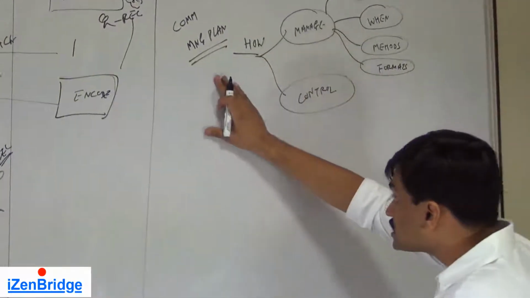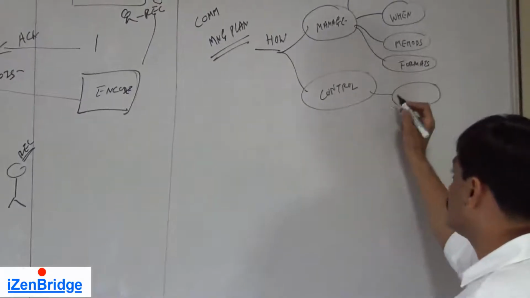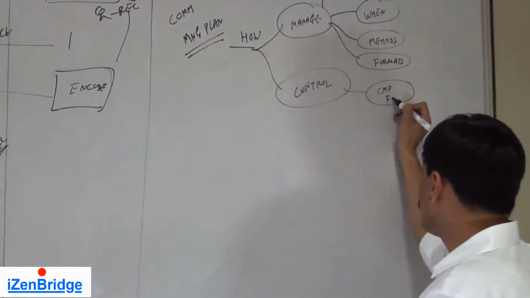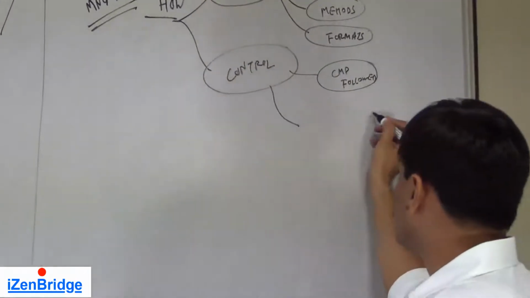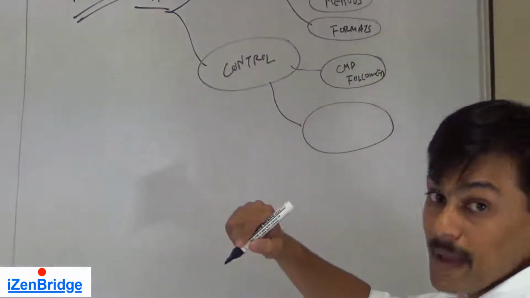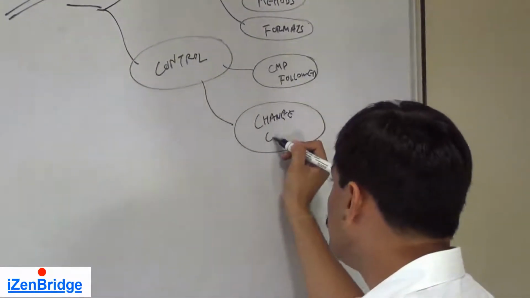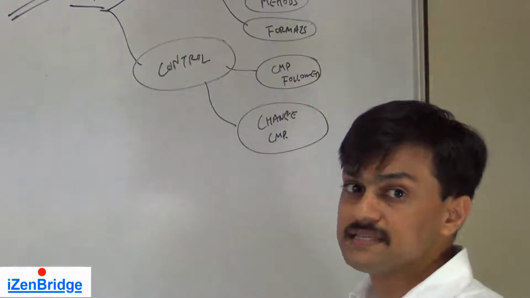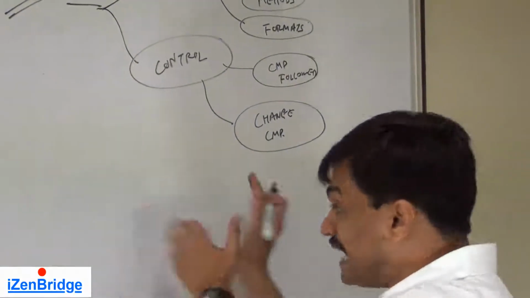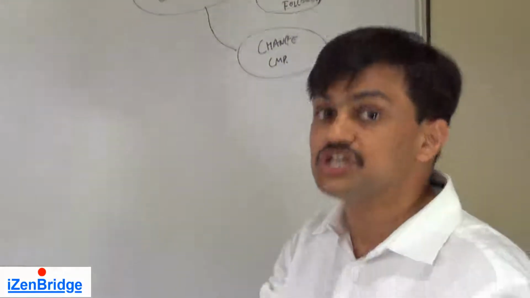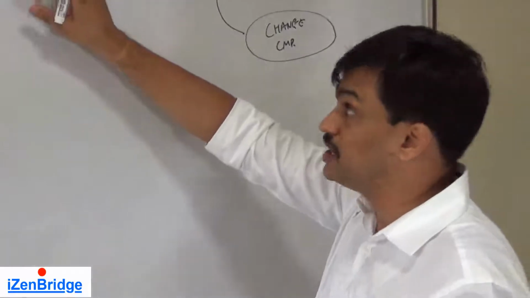This communication management plan will also talk about how we are going to ensure that the communication management plan is followed. Control. It also talks about how we will manage changes in the communication management plan. So if somebody says that I need a weekly status report from now onwards, how are we going to manage such a communication change request? So all this is covered in the communication management plan.